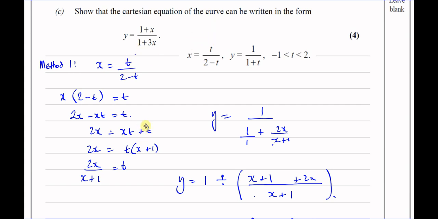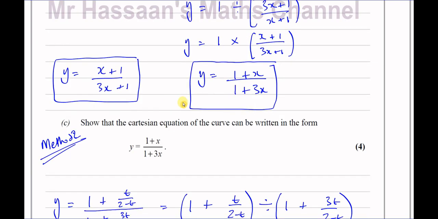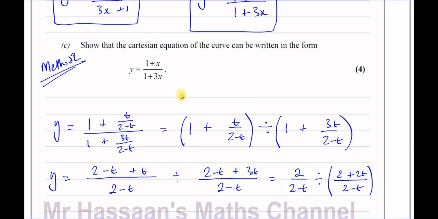But you should know both ways, because sometimes they don't give you the Cartesian equation. They'll say find the Cartesian equation, not show. So therefore you'd have to do this method here. So that's just a couple of ways of answering this last question. I hope that was clear.